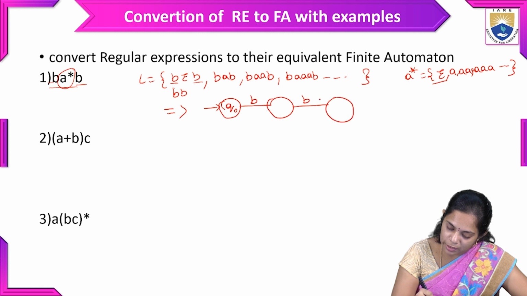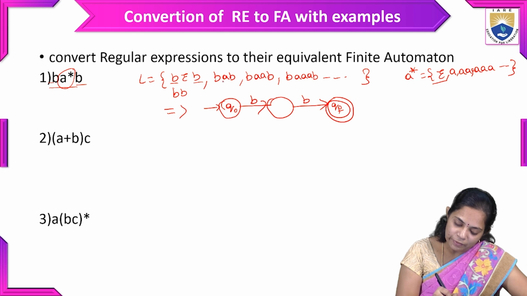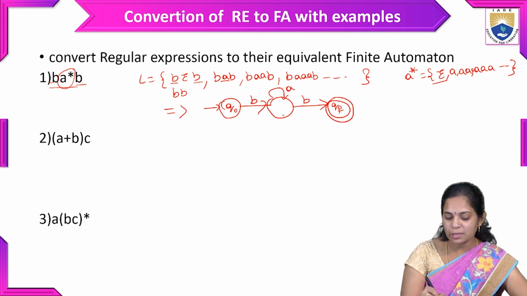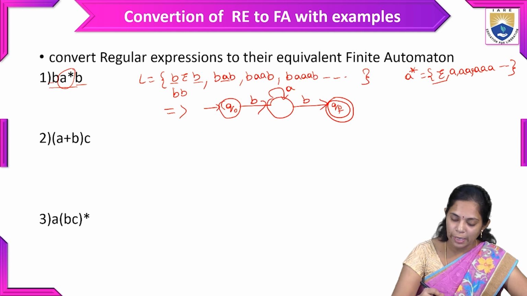So it must end with B, so it is reaching the final state. So in between B, B, we have A multiple times. How do I represent this in the sense of A? In the middle of the starting and final states, we will give this A star.